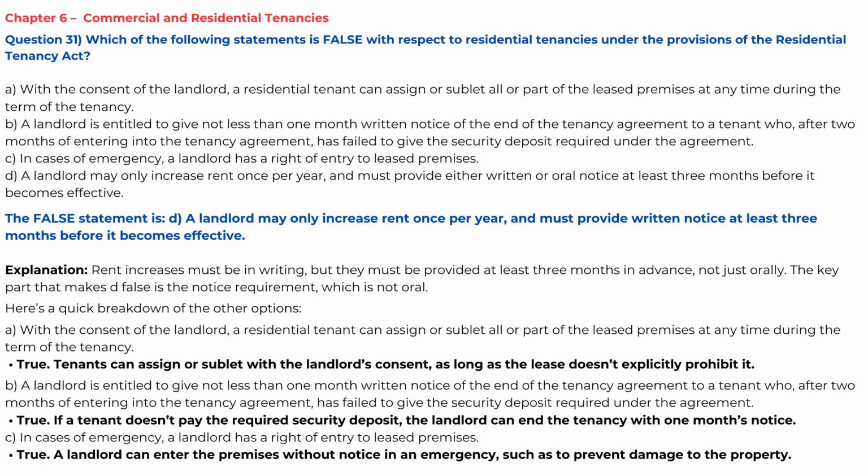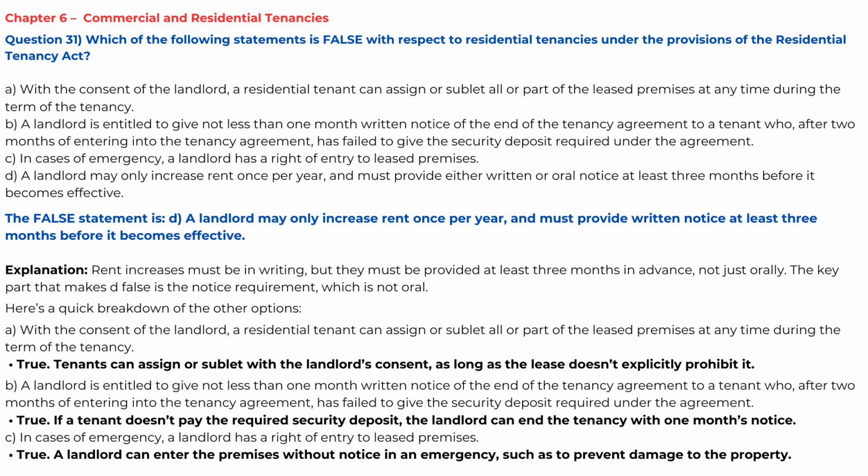Here's a quick breakdown of the other options. A. With the consent of the landlord, a residential tenant can assign or sublet all or part of the leased premises at any time during the term of the tenancy. True. Tenants can assign or sublet with the landlord's consent as long as the lease doesn't explicitly prohibit it.